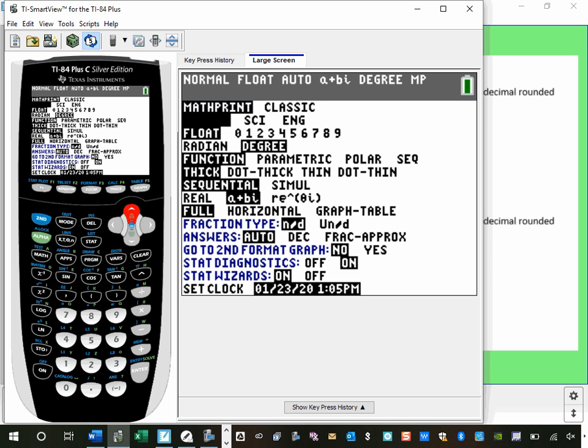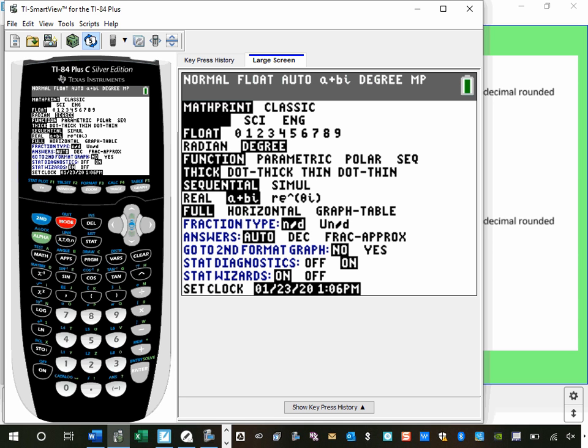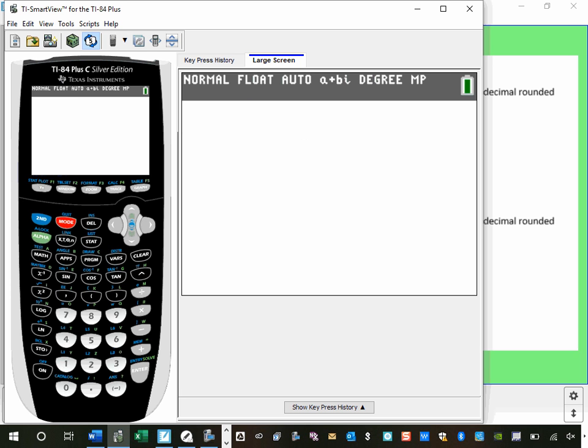Once it's blinking, you can scroll back up to the top and hit second, mode to go back to your normal screen. So let's watch it again. Go to mode, scroll down, make sure that degree is the one that is highlighted, hit enter, and then hit second, quit to get out of the screen. That's good? So now our degree mode is on.